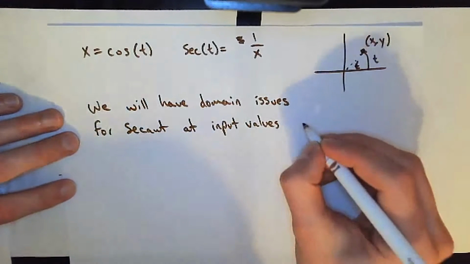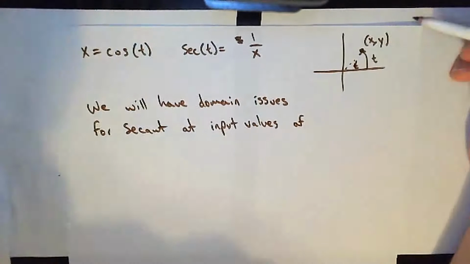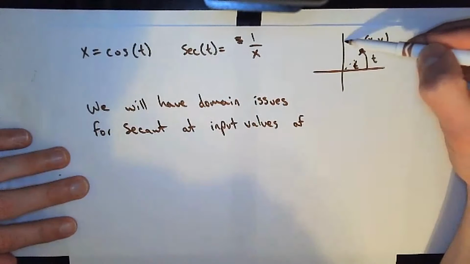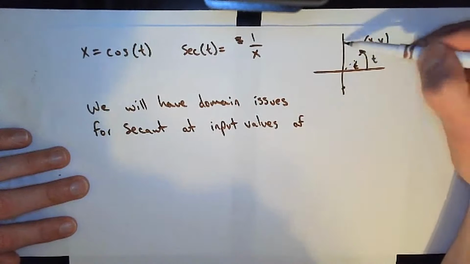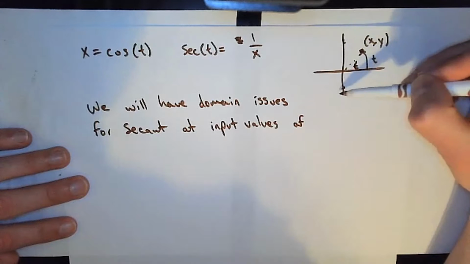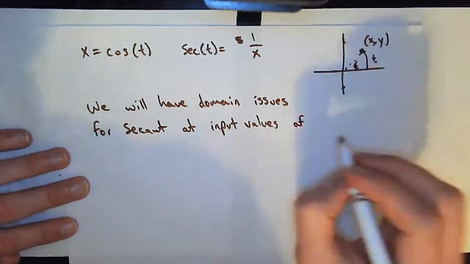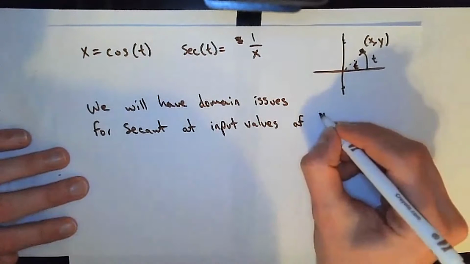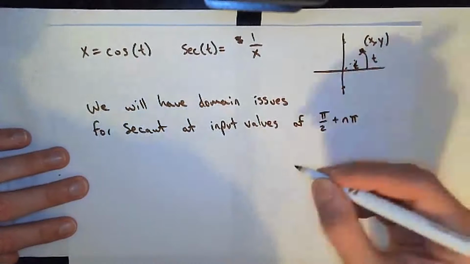And input values, so this time, where is x going to end up being 0? It's going to end up being 0 on the y-axis, right? Here and here and here and here and here on the y-axis. What angles are those? Well, pi on 2, 3 pi on 2, 5 pi on 2, 7 pi on 2, right? So how do I notate that? I say pi on 2 plus integer multiples of pi on 2.